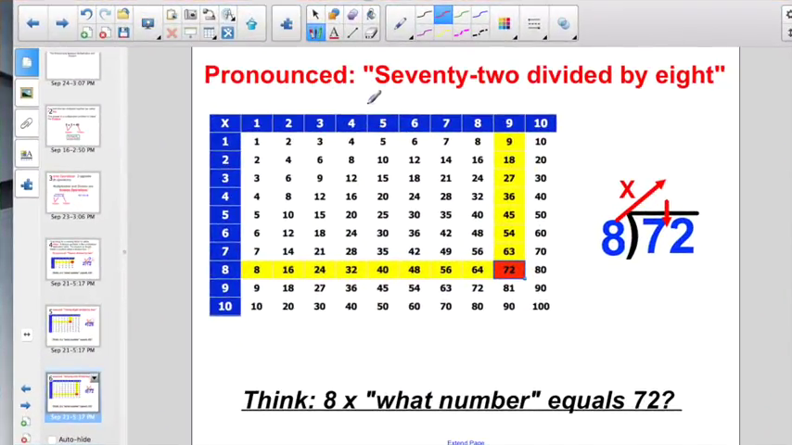Let's try one more again. This is not pronounced 8 divided by 72. It's truly pronounced 72 divided by 8. So we have to think, 8 times what number equals 72? Looking for that missing factor. Again, if you're not sure, we're dividing by 8, so you're going to look in the 8 row until you come across 72 and take it straight up to find the missing factor. In this case, it would be 9. 9 times 8 equals 72.